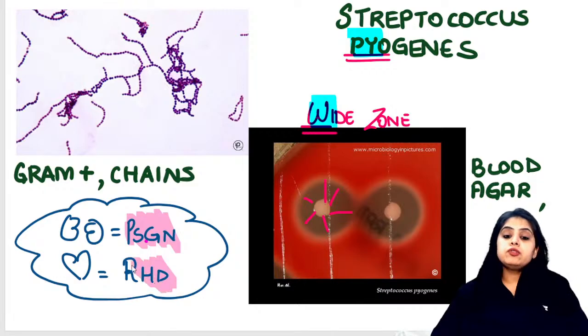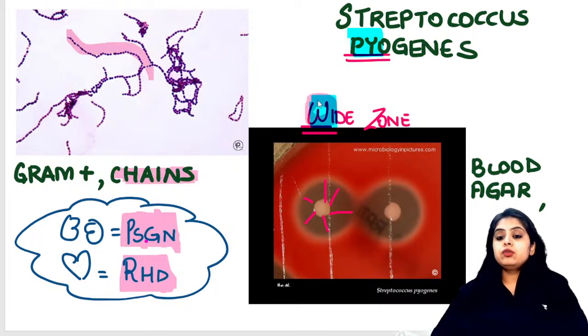Or they will talk about rheumatic heart disease. What is the famous major criteria for rheumatic heart disease? It is the Jones criteria, the revised Jones criteria. So either the Jones criteria will be given or cola color urine will be given. Along with that, this organism in chains will be given and a wide zone of hemolysis.